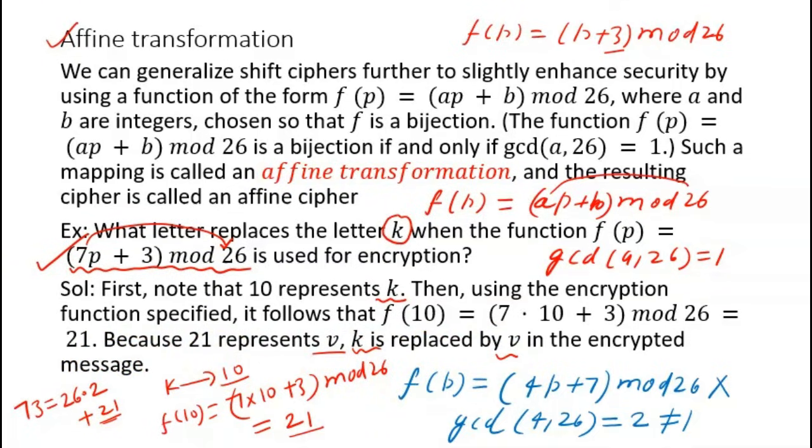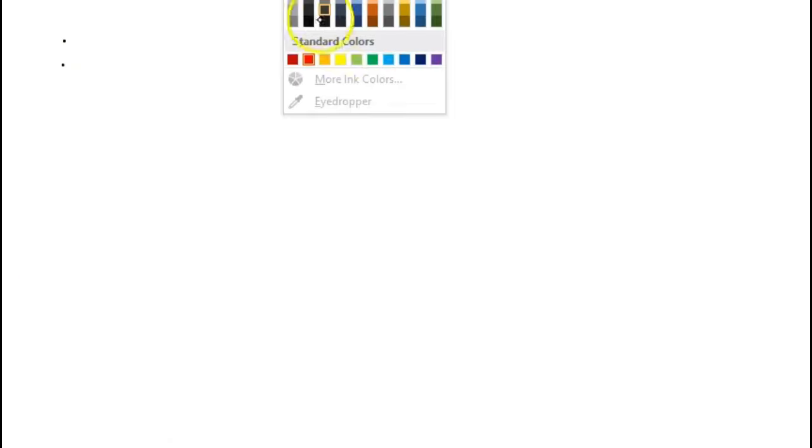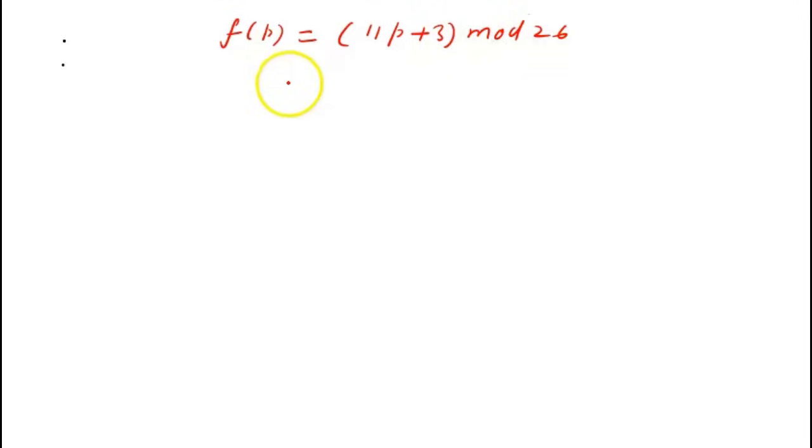Can we take one more problem? Suppose I move to the next page, and suppose I take one more alphabet. Suppose I take one affine transformation, f(p) equal to 11p plus 3 modulo 26, and I want to use this function to encrypt the alphabet E.